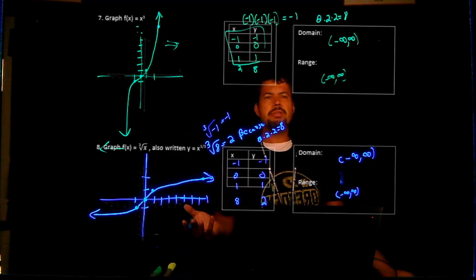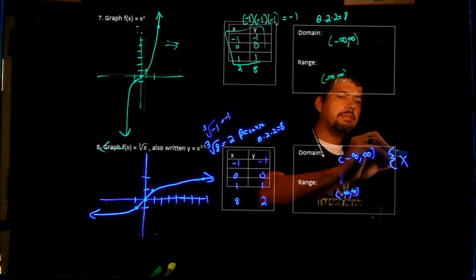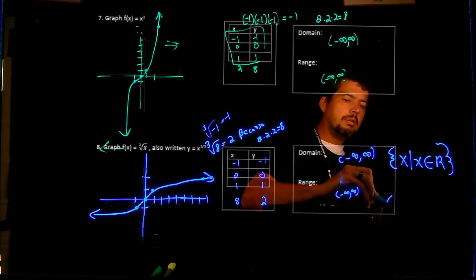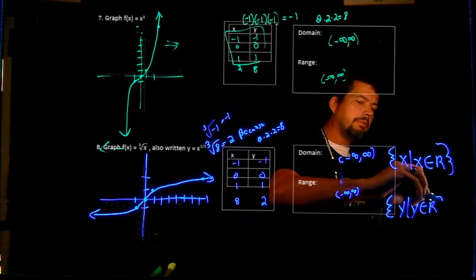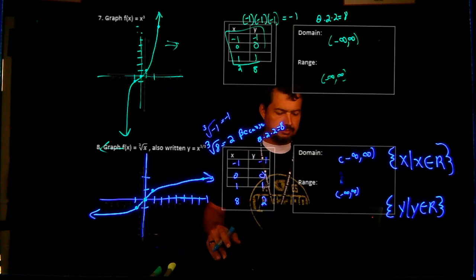It's a good place to reintroduce set builder for these. If you like set builder, all values of x such that x is an element of the real, or for range, all values of y such that y is an element of the real, because remember, range is talking about your y values.